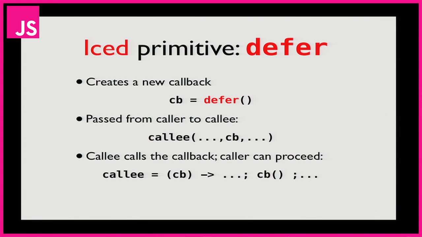OK, so first I'll talk about defer. All defer really does is it makes a callback for you. So you call defer, it returns to you a callback. And as usual, once you have that callback, you can then do whatever you want with it. So in this case, you can pass it to a callee function. The callee will do whatever it has to do, and when it's done, it'll call its callback. It'll tell the caller that you can now proceed. So defer is a function that returns a callback.